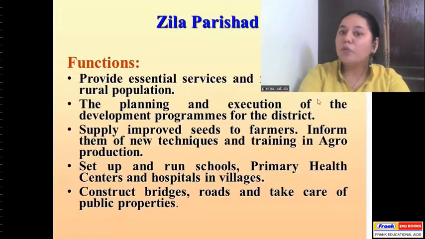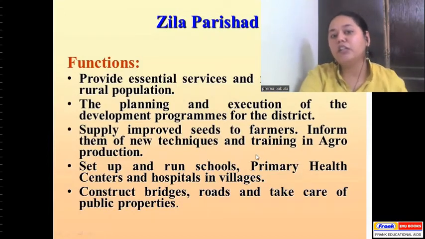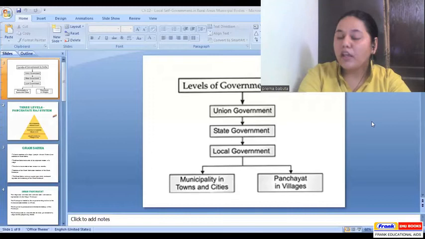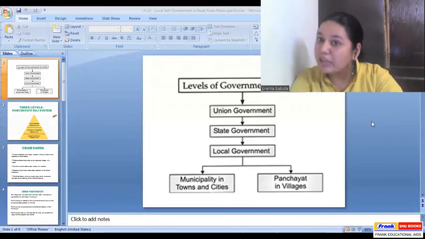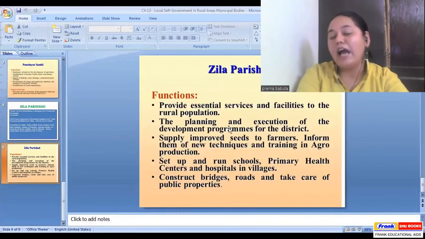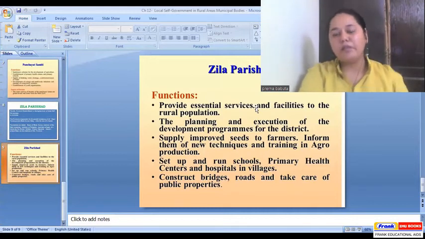What are its functions? More or less the same. Providing services and facilities which are essential for the rural population. Planning and execution of the development programs for the district. Supply improved seeds to farmers, inform them of new techniques and training in agro production. Set up and run schools. And then again, construction related activities, which we generally call the infrastructure related activities. So these are the main activities, or the main functions rather, of the zilla parishad.